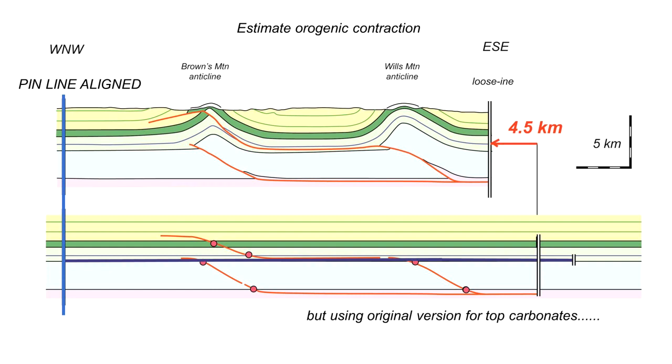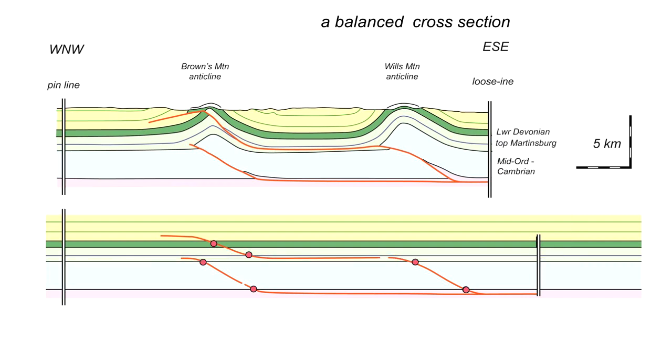But notice if we use the length of the tops of the carbonates in the original interpretation, which restore over here, our estimate of orogenic contraction would be increased by a further 3 kilometers. So the orogenic contraction we estimate is fundamentally dependent on the interpretation on the cross-section. So that's our balanced cross-section.